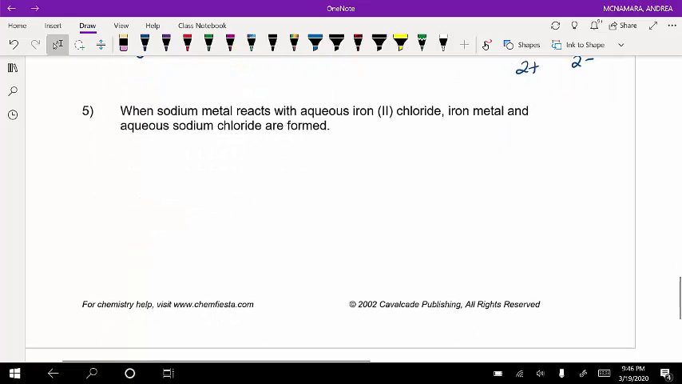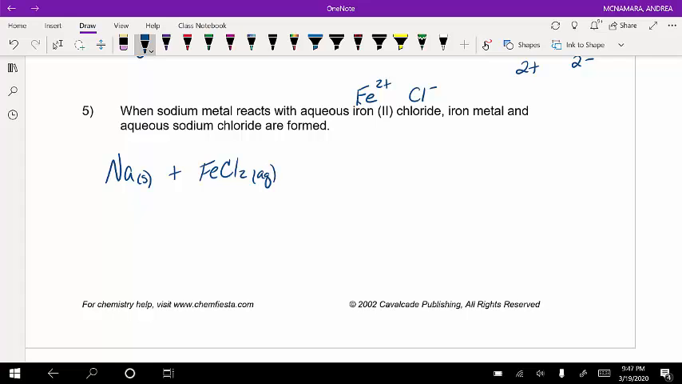Okay, lastly, sodium metal reacts with aqueous iron chloride. So sodium in its metallic form, so solid metal, reacts with aqueous iron 3 chloride. I'm sorry, iron 2 chloride. So that would be Fe2 plus, chlorine is a minus, right? So FeCl2 since it's aqueous, okay? And it's going to produce iron metal, so just iron by itself, metal, and aqueous sodium chloride. And I think we're pretty used to sodium chloride, right? Which is going to be in solution.